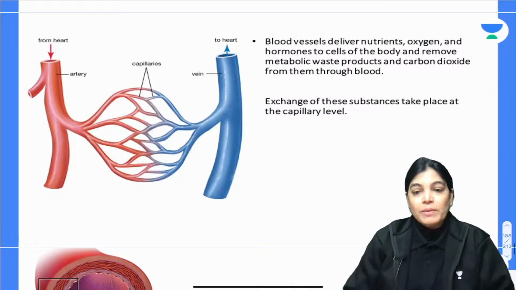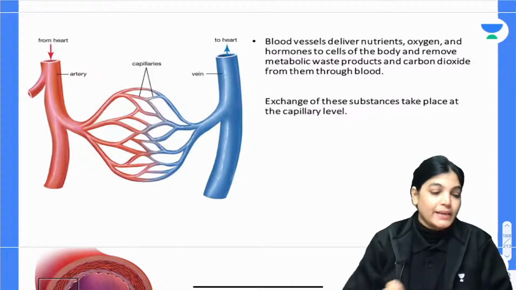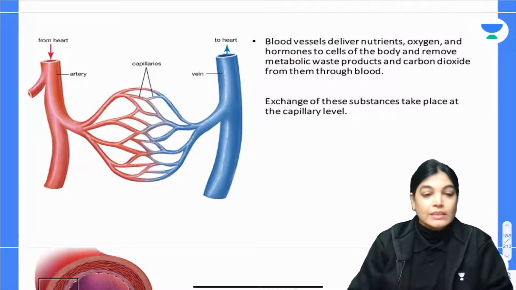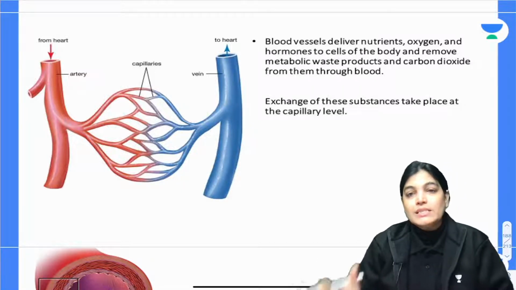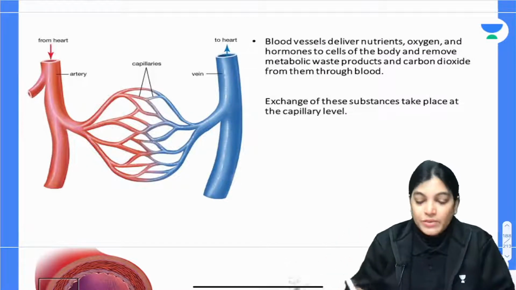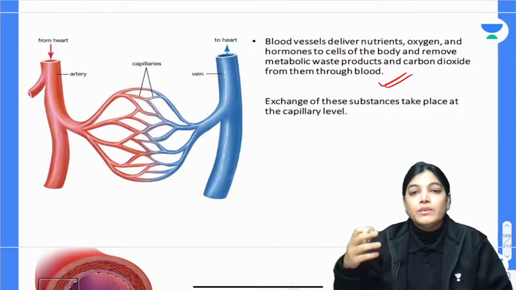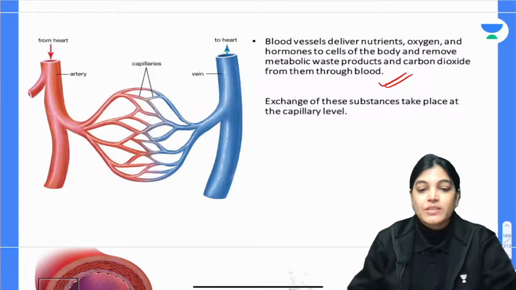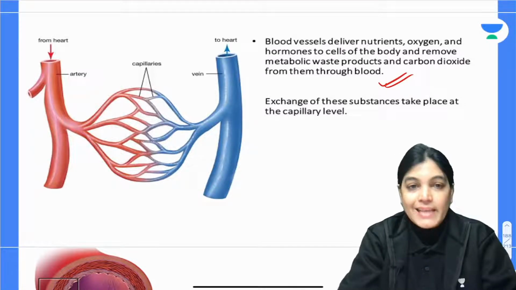So already, if I talk about the general anatomy of blood vessels, this session has been already taken by me on the Future Doctors platform of Unacademy. Okay, already we have discussed that. Histologically, if we talk about blood vessels, we already know blood vessels are delivering oxygen, nutrients, and hormones and cells to the body and remove the metabolic waste products and carbon dioxide from them through the blood. So actually the exchange takes place between the arterioles and the venules at the level of capillary. So capillary is called as exchange vessel.